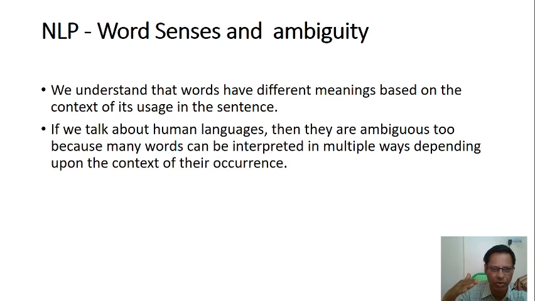But if we talk about human languages, they are ambiguous too, because many words can be interpreted in multiple ways depending upon the context of their occurrence. People from place to place or area to area may have different pronunciations, or different words may also be used. So it is about the word senses.